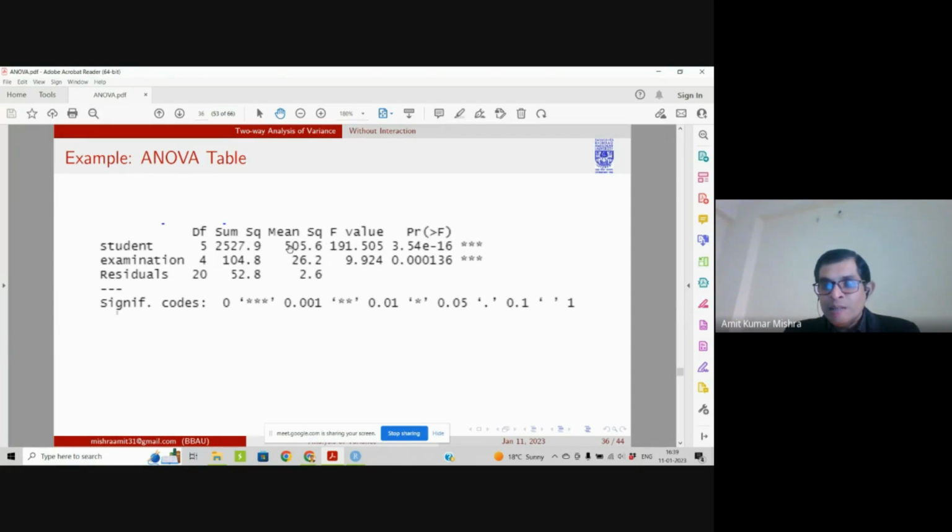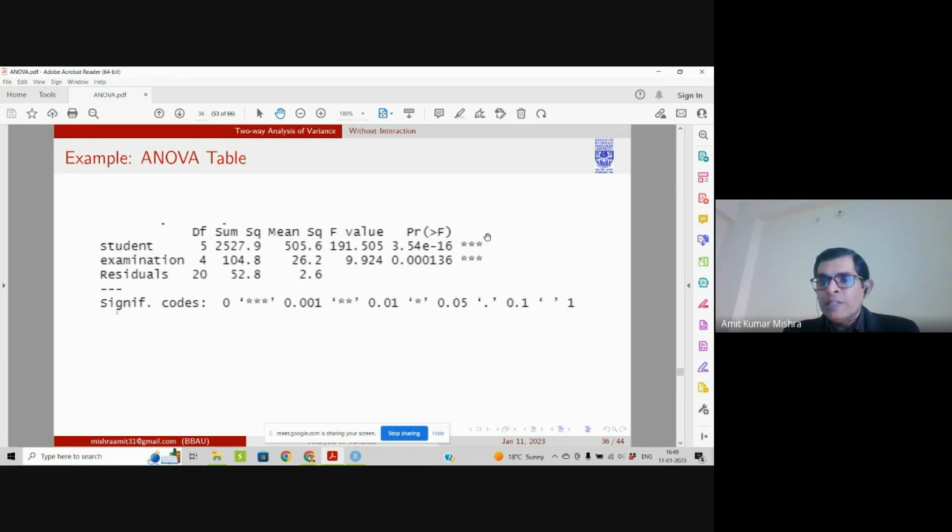These are the mean squares. How did you find the mean square? Just divide your sum of squares by degrees of freedom. Then you are getting the F value for the student. That means you are actually taking the ratio of the mean square with the residuals mean square, for student and examination, and then you are getting the p value. So the first p value, you can see, is 3.54 times 10 to the power minus 16, very small, almost 0. And similarly the third one is also almost 0.